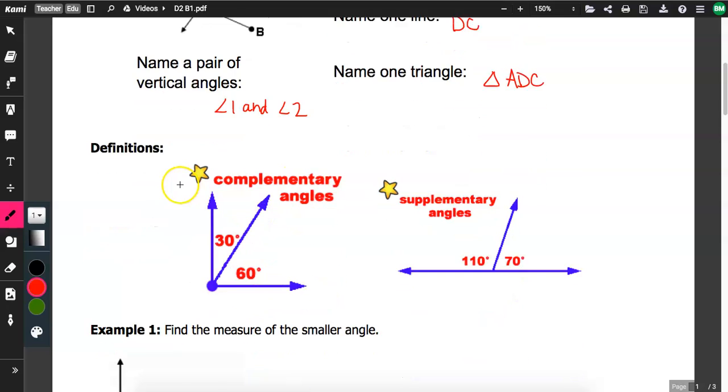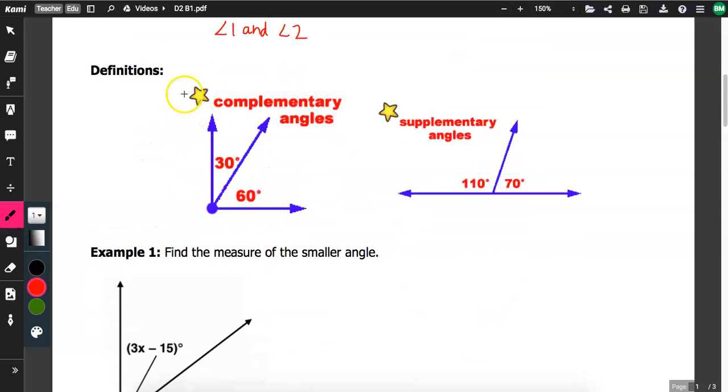So looking at some new stuff today. So here's our two definitions. So remember, the star means that we're going to add it to that definition sheet. We have complementary and supplementary angles. Complementary angles are any two angles that add up to 90 degrees. And then supplementary add to 180 degrees. We'll add those to our sheets in a second. So one way people remember the difference, C comes first in the alphabet, so that's the smaller number. S comes later in the alphabet, that's the bigger number. Okay, one thing to help you.